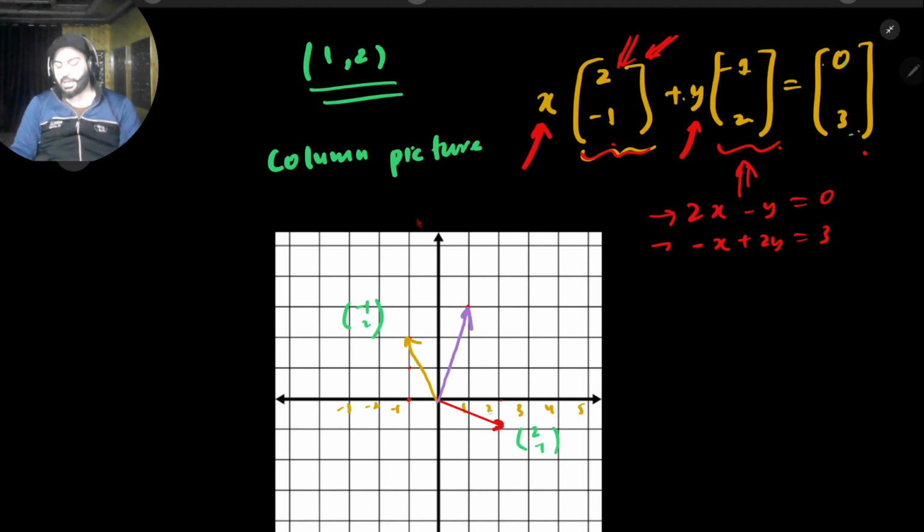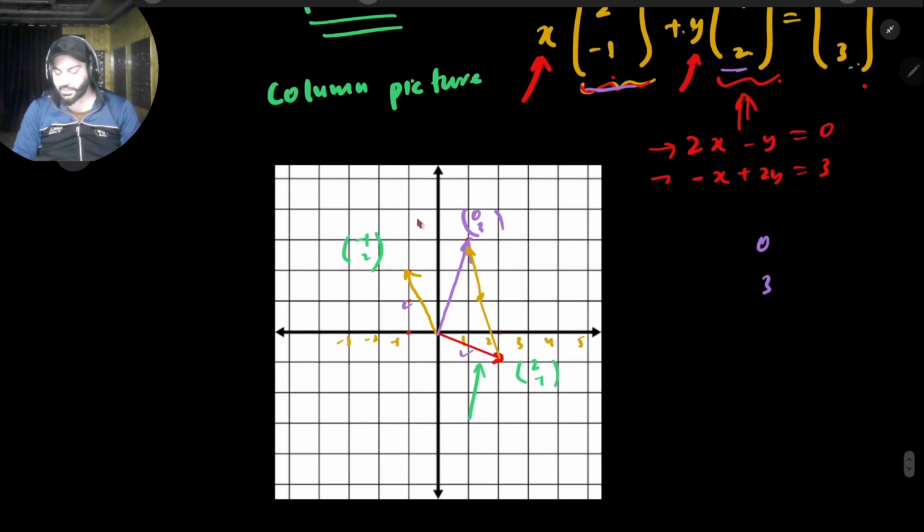So I'm saying, can I use some of these vectors somehow so that I can reach this point? Okay, maybe I can do one thing. I have to reach the vector 0, 3 by using the vectors 2 comma 1 and 1 comma 2. I can take one of this vector, and I can take two of these vectors, 1 till here and 2 till here.